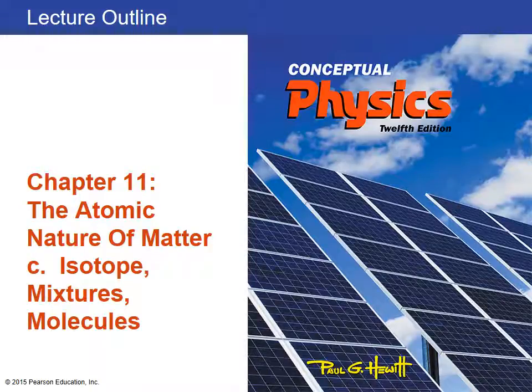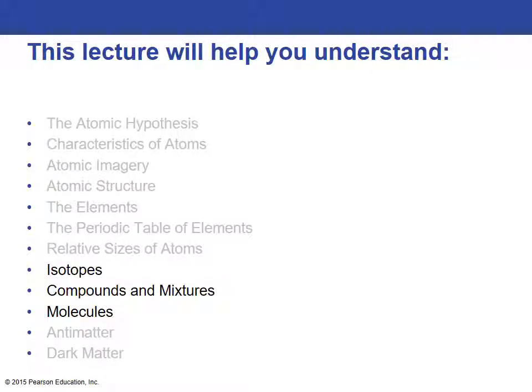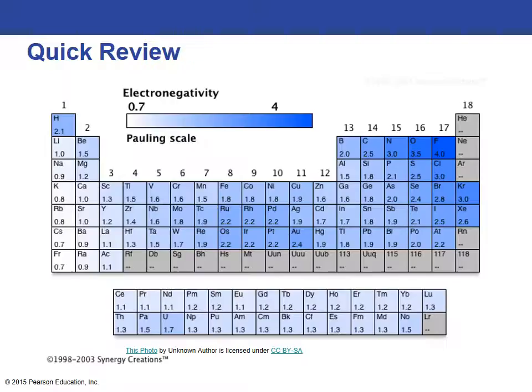Here's our third conversation for Chapter 11 about the atomic nature of matter. And this one will include isotopes, compounds and mixtures, and molecules. You do have a lot of vocabulary for this chapter. Make sure that you take a look at that and keep them straight. Hopefully a lot of this is a review from your chemistry classes.